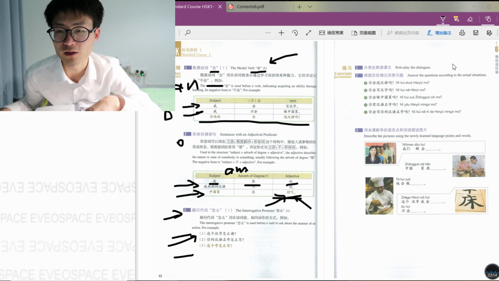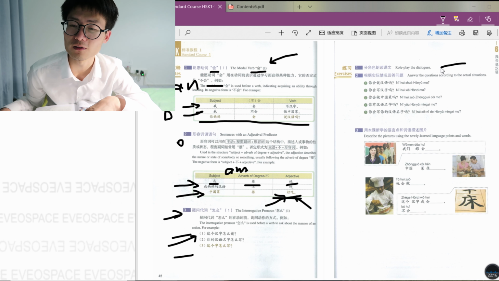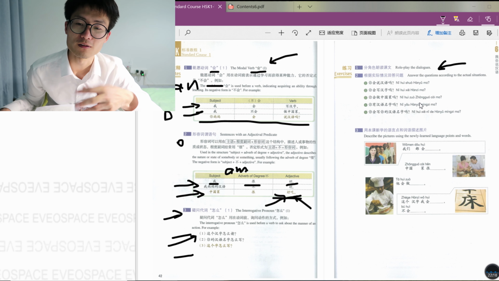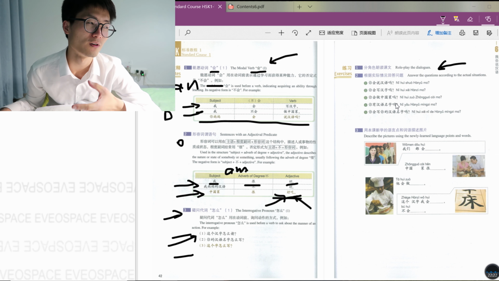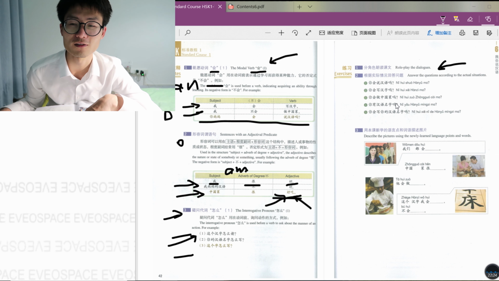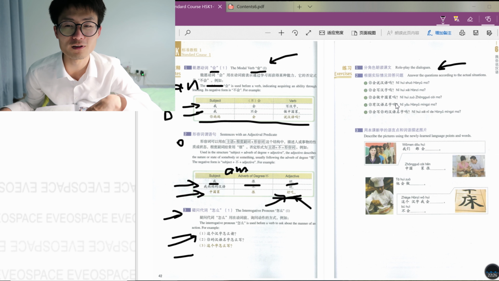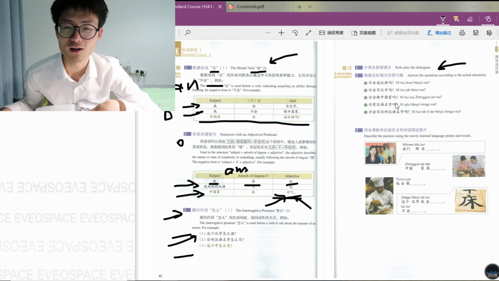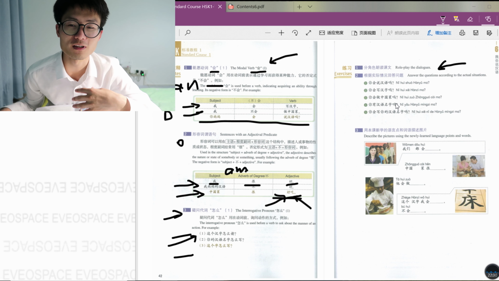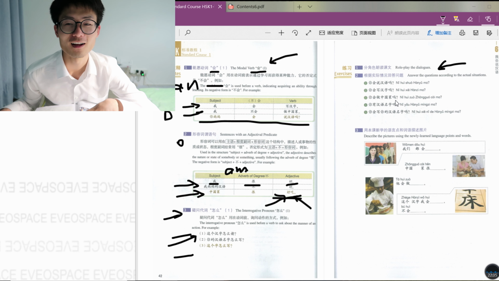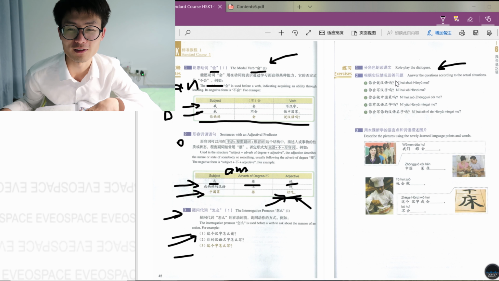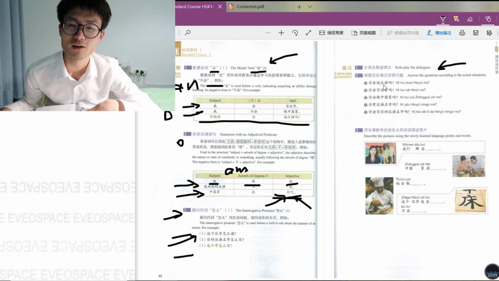Then you can do the role play dialogues with your Chinese classmates, if you have one, hopefully. Or you can contact me for help. Hopefully, if I have time.